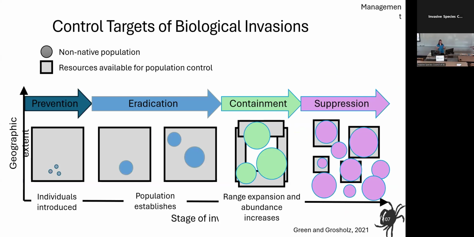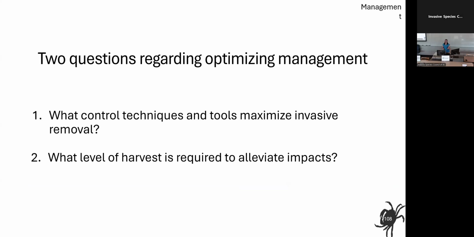Oftentimes, it really depends on the geographic extent or the stage of invasion. We might have seen this slide yesterday from Stephanie, where if the boxes and the circles are your invasive populations, eventually you're going to get to a point where you don't have enough resources to deal with these invasive species. So this leads to the question, how do you optimize this management? It has two questions. What control techniques and tools maximize invasive species removal, and what level of harvest is required to alleviate these impacts? I'm going to start off with the first question.